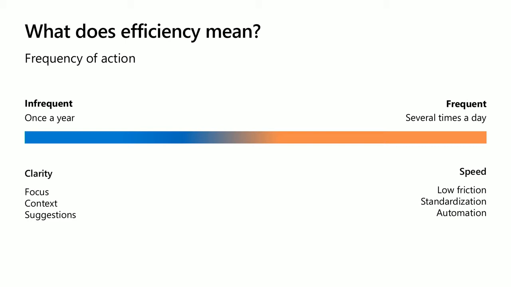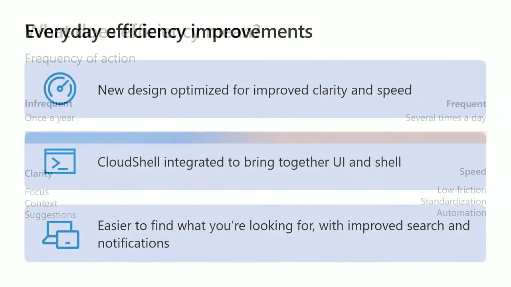And so the key thing that we've identified is that there are tasks and types of users where speed is the thing. And then there are tasks and other users where the thing that makes them more efficient is clarity, knowing how to perform the task. And so I'm going to break down in the demo how we've implemented both clarity and speed in the new design.